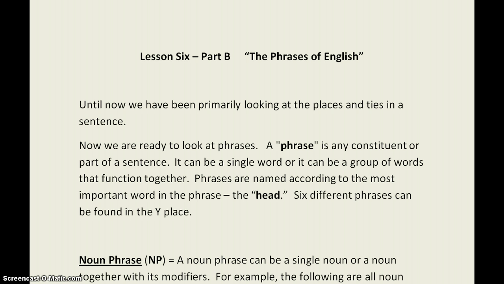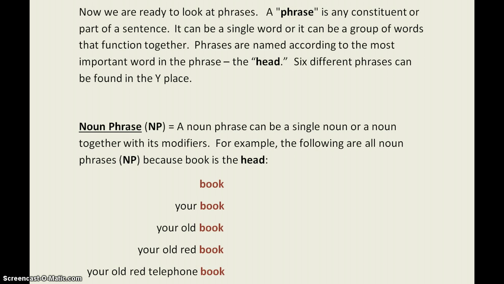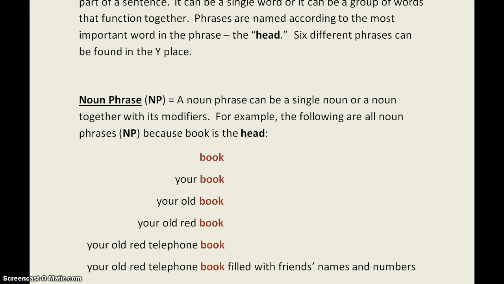Phrases are named according to the most important word in the phrase, and we call that most important word the head. So 6 different phrases can be found in the why place, and that's what we're talking about. What kind of phrases can you find in why? The first phrase we can find is called a noun phrase.